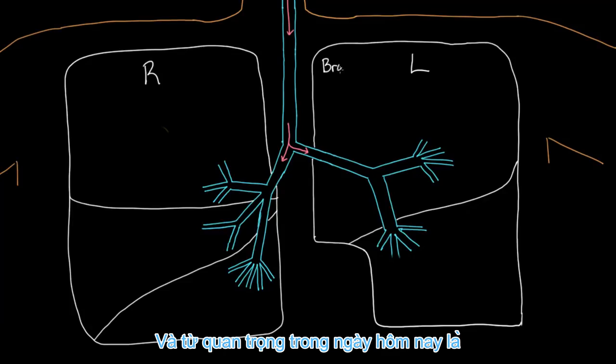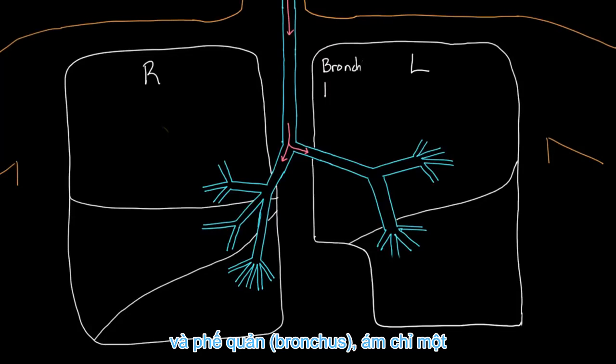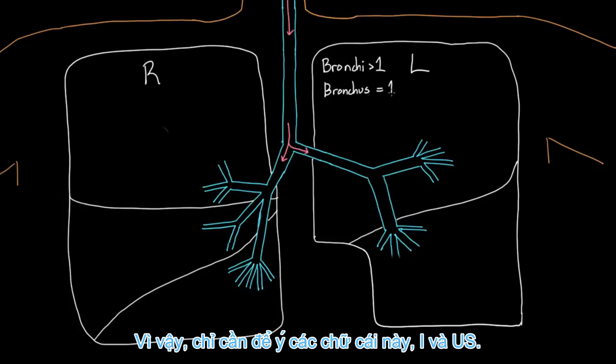Now here I want to make sure I just take a quick pause and show you the naming structure. And the important word of the day is the bronchi, which alludes to more than one, and bronchus, which alludes to one. So bronchi means more than one, and bronchus means one. So just keep track of these letters, I and US, okay?